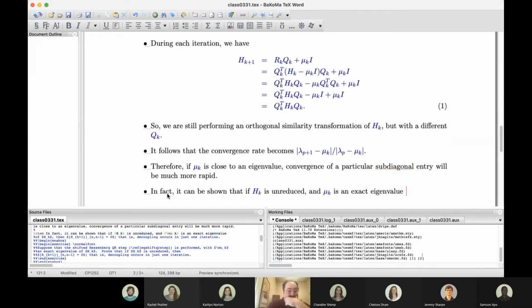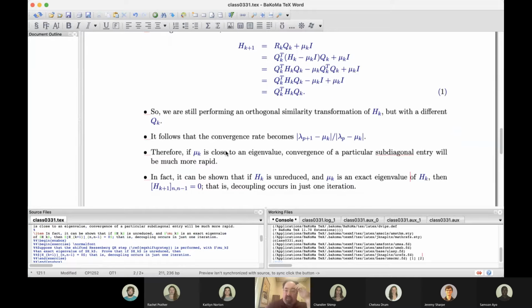Now, in fact, what can be shown is this: if H k is an unreduced Hessenberg matrix, and this term is very important, I introduced it last time, a Hessenberg matrix is unreduced if all of the subdiagonal entries are non-zero. So if it's unreduced and mu k actually is an eigenvalue of H k, then the last subdiagonal entry will turn out to be exactly zero. So you get immediate decoupling. In other words, one step of this form will immediately reveal mu k to be an eigenvalue.